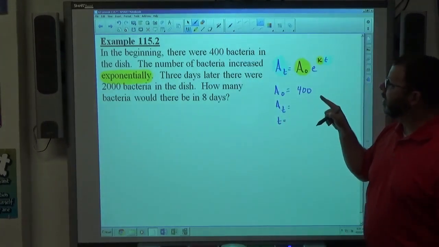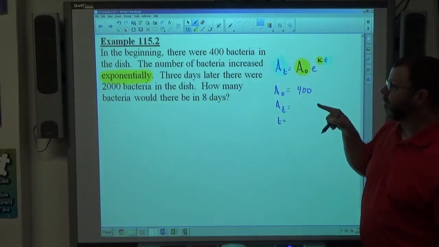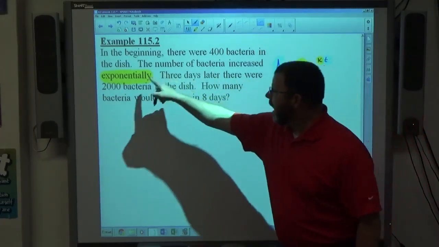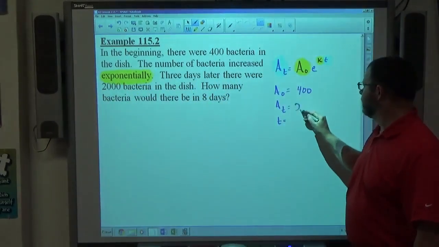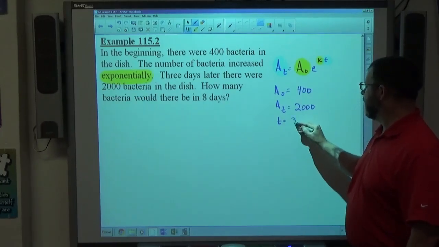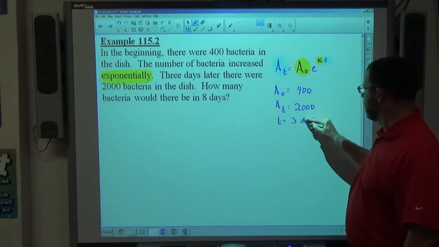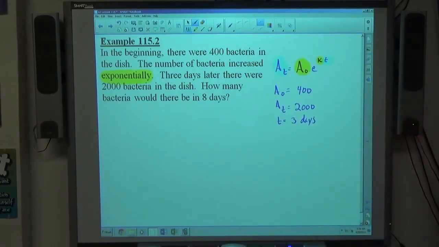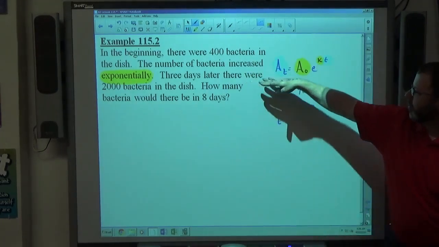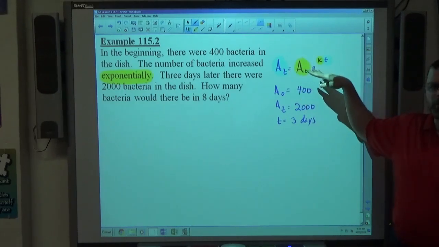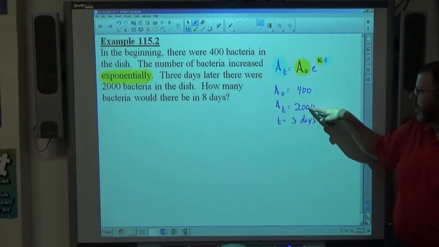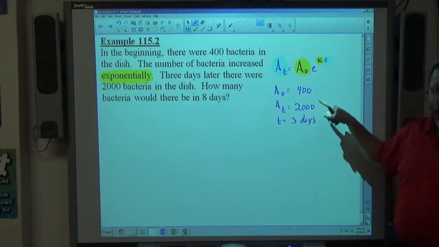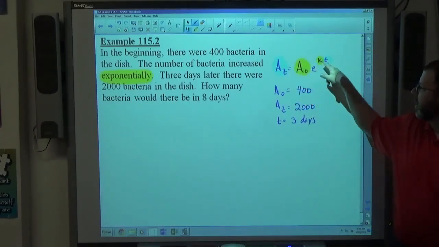All right, the number of bacteria increased exponentially. 3 days later, there were 2,000 bacteria. So at the end, there were 2,000 bacteria, and it took exactly 3 days for that to happen. All right, those are the questions you need to ask yourself once you've established that. So exponentially creates this structure. Once the structure is created, what do we start with? What do we end with? How long did it take? Once we have those 3 numbers, they go right in those 3 spots.